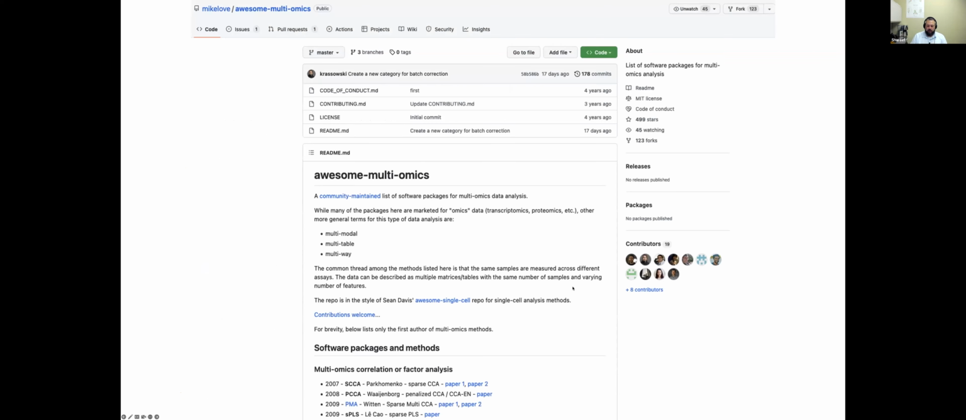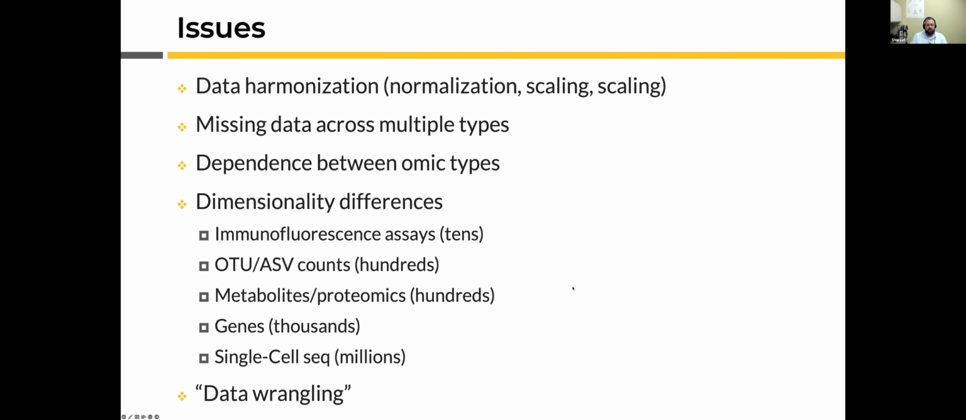Okay. Going back to the issues, so missing data across multiple types, there's a dependence between multiple omics types. Just the biological dogma: DNA becomes RNA becomes protein. A lot of statistical methods assume complete independence between measurements, which isn't always the case with different biological measures.